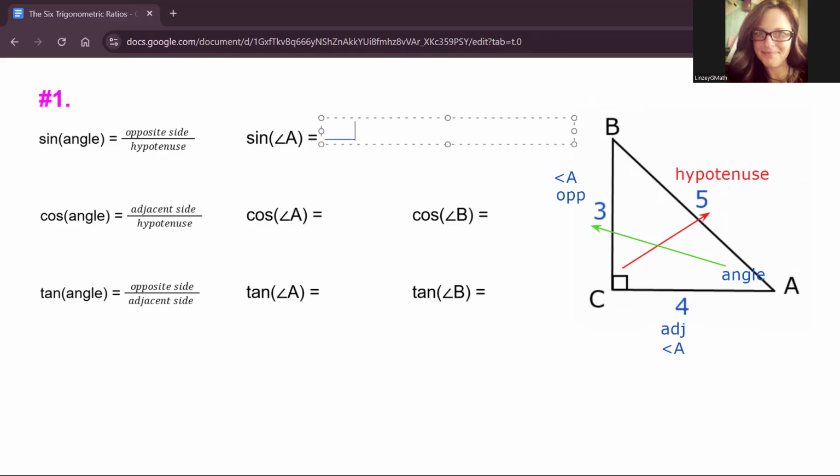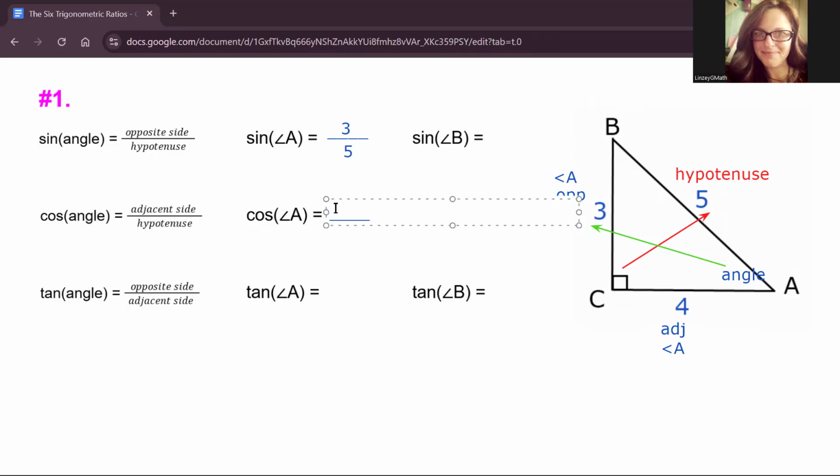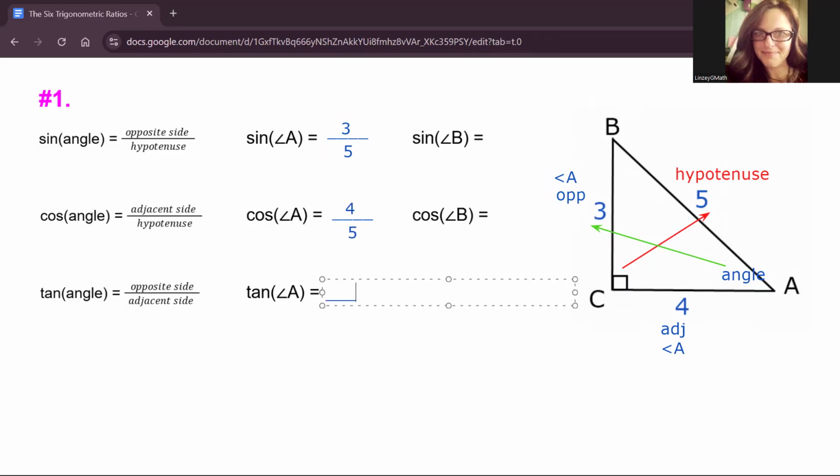Now we can find sine of angle A, opposite over hypotenuse. The opposite side of angle A is 3, the hypotenuse is 5. Cosine, the adjacent side of angle A, is 4, over the hypotenuse, 5. Tangent of angle A is the opposite side of angle A, 3, over the adjacent side of angle A, 4.